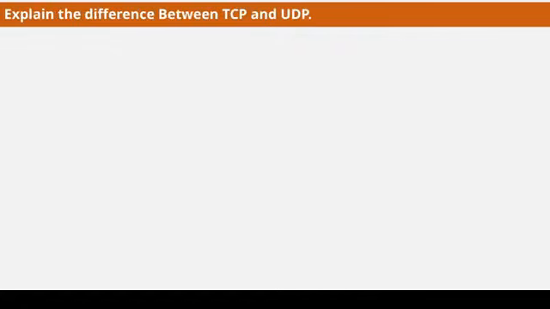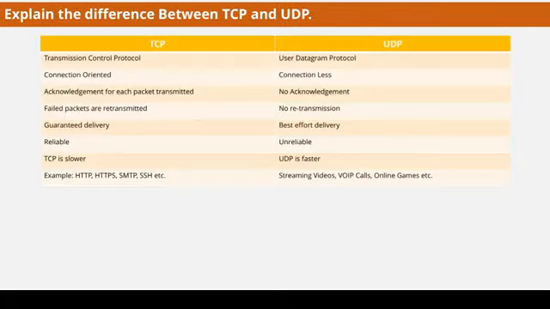Explain the difference between TCP and UDP. TCP stands for Transmission Control Protocol. UDP stands for User Datagram Protocol. TCP is connection oriented, UDP is connectionless. We have acknowledgements for each packet successfully transmitted in TCP. In UDP, there are no acknowledgements. If a packet failed to get transmitted, the packets are retransmitted in TCP. There is no retransmission in UDP.